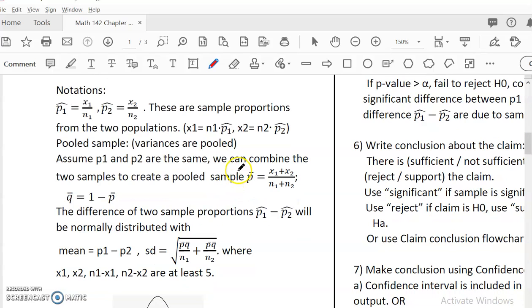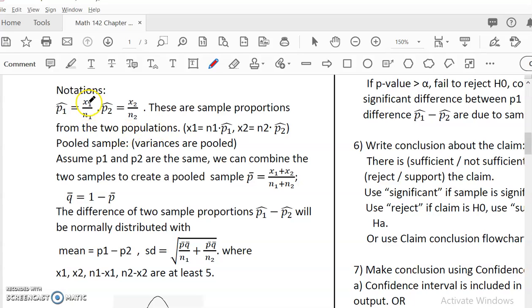So this is the notation and also theory. If we took one sample from population 1, the sample size is N1. The one that we are counting is X1. For example, if we are counting red candies, then X1 is the number of red candies. The second sample is from the second population, maybe Skittles. So we have another sample size N2, and it's X2. So these are sample proportions from two populations. Sometimes we calculate them, sometimes we just use them.